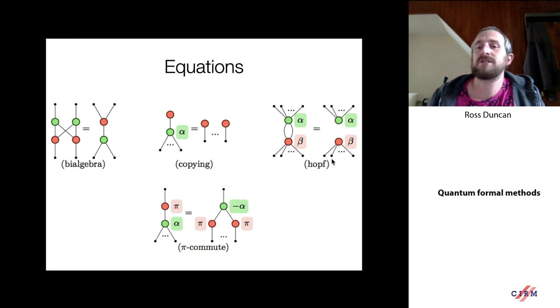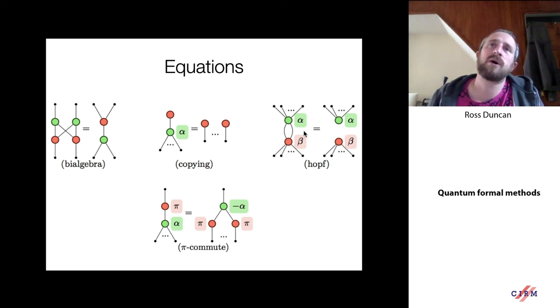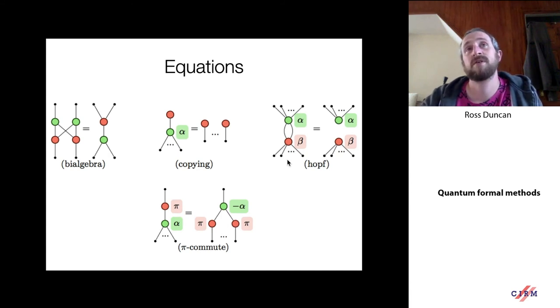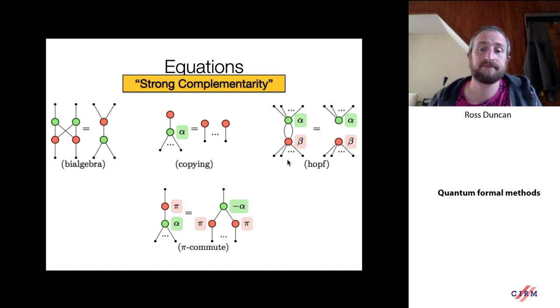So then you can start to see what the shape of a ZX term has to be, because if I've got things of the same color, they can merge together. And if I've got things which are multiply connected, all the pairs of wires between two vertices can be removed. And so I'll always have a simple graph, a simple two-colored graph in the end if I apply all these equations. And this collection of equations is usually called strong complementarity.